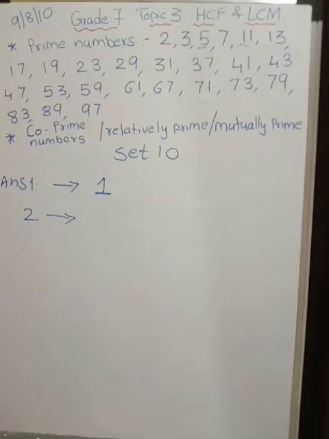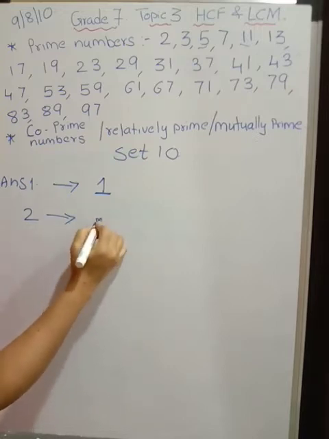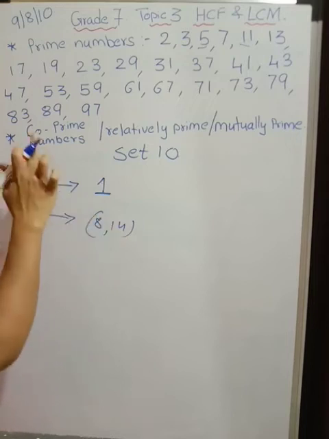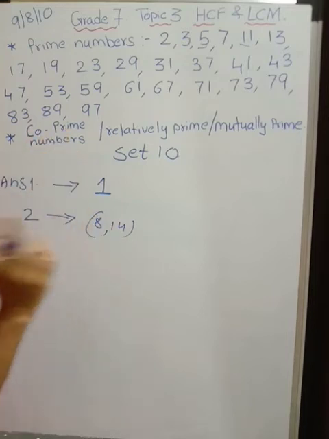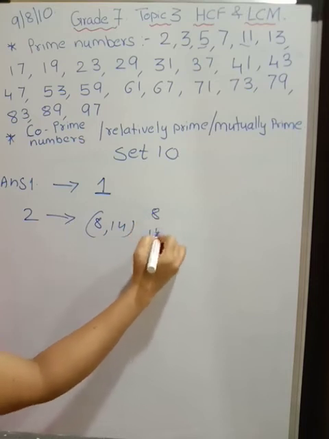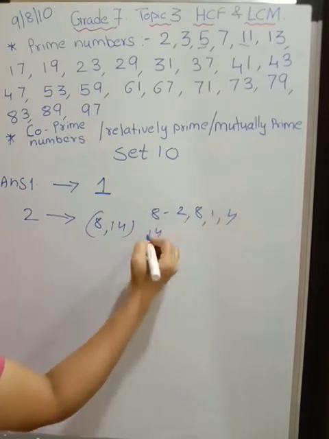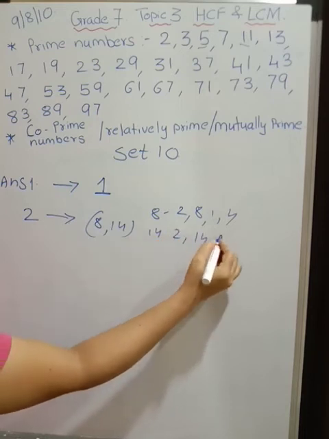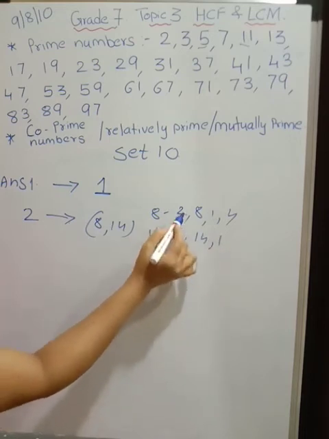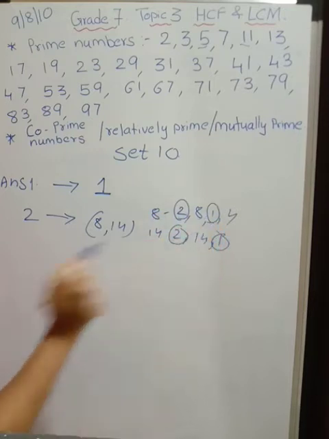Which of the following are pairs of co-primes? Now see, they have asked co-prime. Which are the pairs they have given? 8 and 14. We have seen what we mean by co-prime. The common factor should be only 1. So let us list the factors of 8 and 14. Factors of 8: 1, 2, 4, 8. Factors of 14: 1, 2, 7, 14. You can stop here itself because there are 2 factors in common. 1 is not the only common factor, so this pair is not an answer.